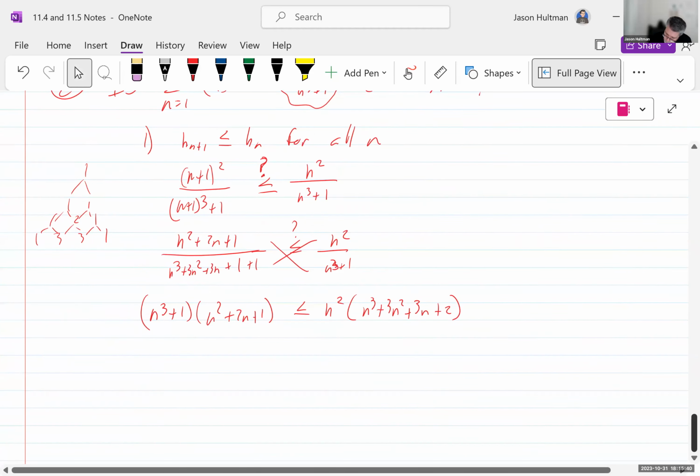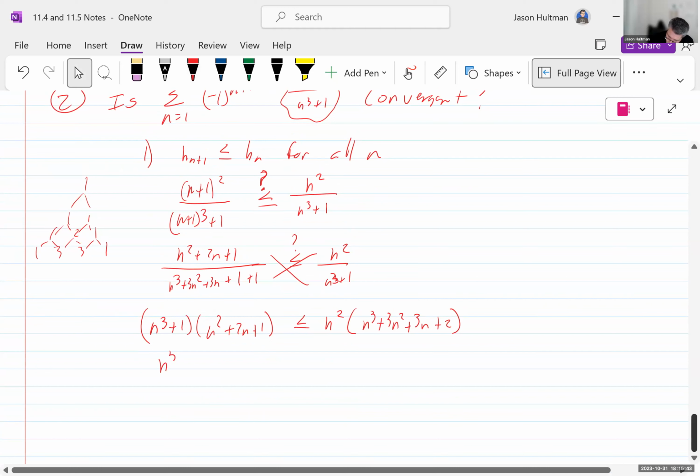So multiplying all this out, I get n to the 5th plus 2n to the 4th plus n cubed plus n squared plus 2n plus 1. Is that less than or equal to n to the 5th plus 3n to the 4th, sorry, n to the 4th plus 3n to the 3rd, plus 2n squared?